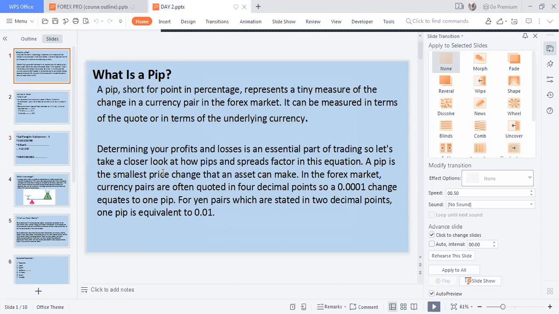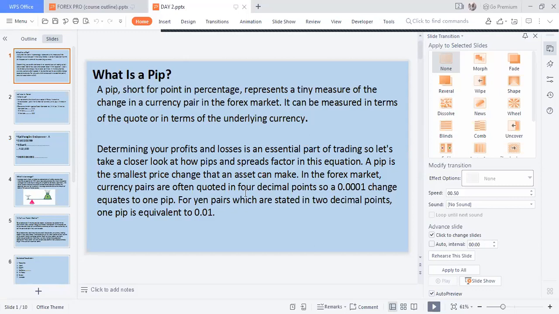A pip is simply known as point in percentage, or they call it percentage in point, and it represents a tiny measure of the current change in currency in the forex market. It can be measured in terms of the quotes or in terms of the underlying currency. Determining your profit and losses is an essential part of trading. So let's take a closer look at how pips factor in this equation. A pip is the smallest price change that an asset can make.